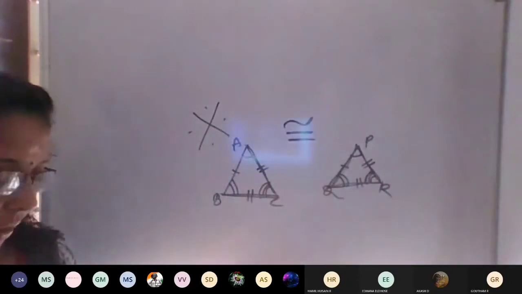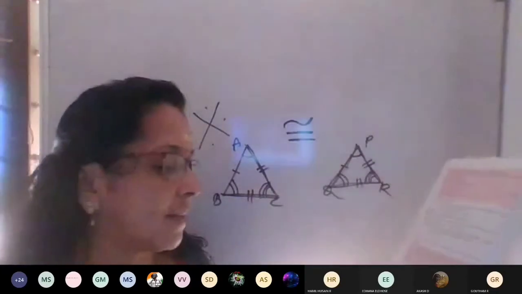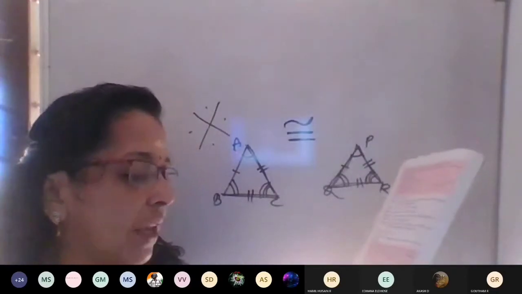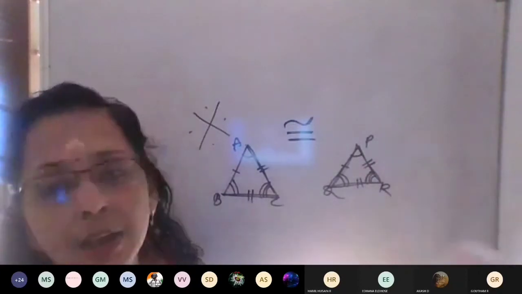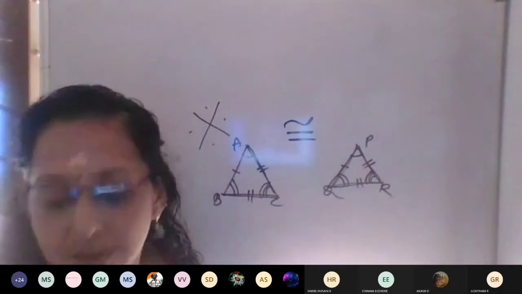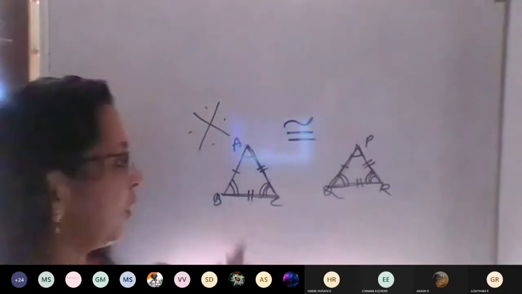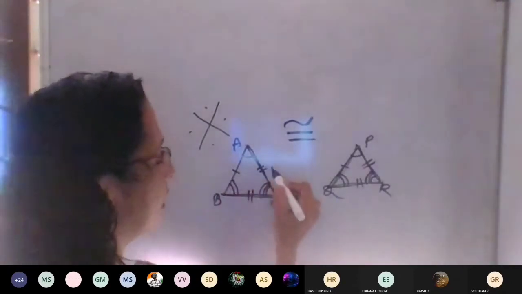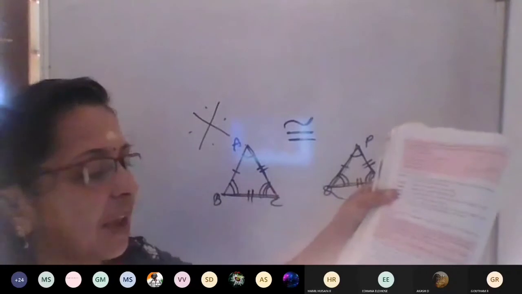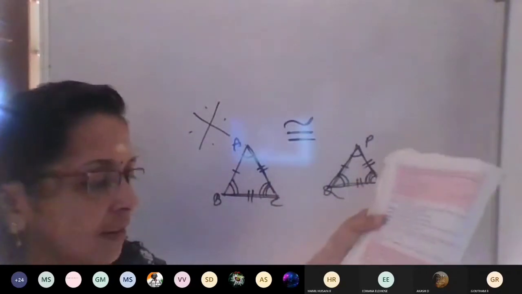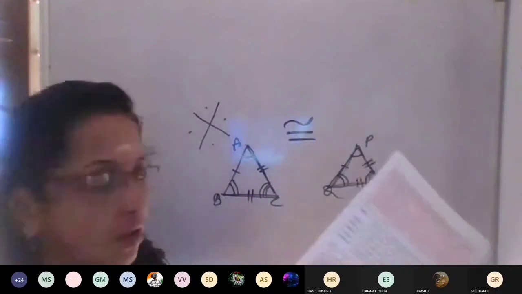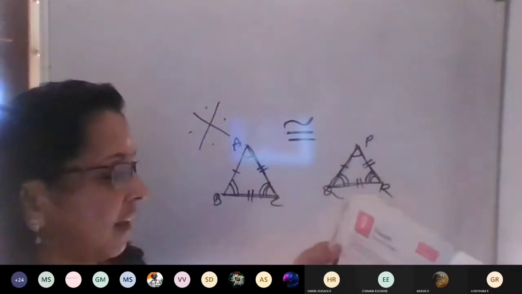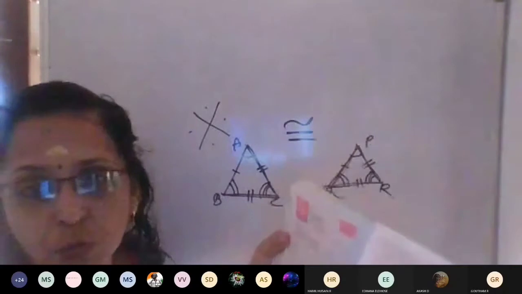Very important. Then the corresponding sides lie opposite to the equal angles and the corresponding angles lie opposite to the equal sides. Already we discussed that, no? Corresponding sides lie opposite to equal angles and the corresponding angles lie opposite to equal sides. Already we discussed that yesterday in 9.2.